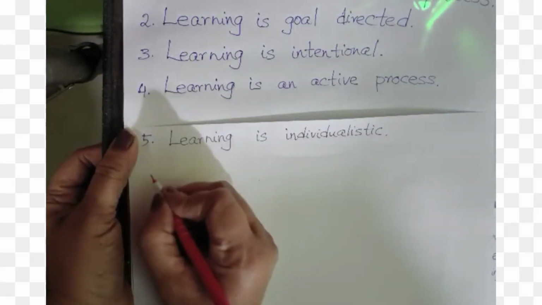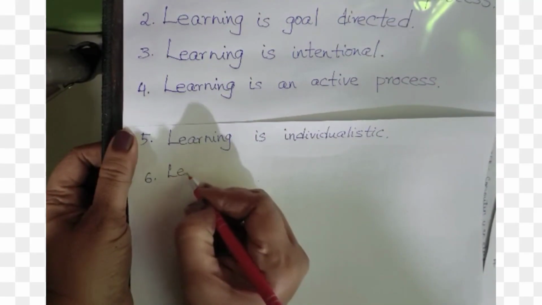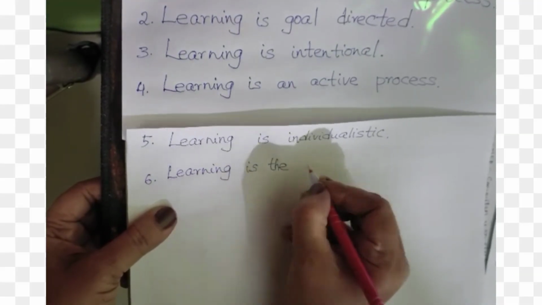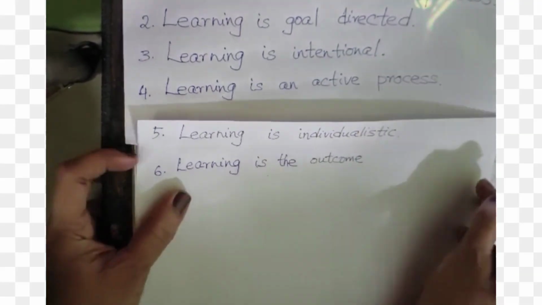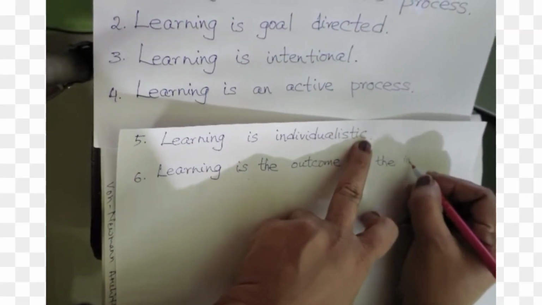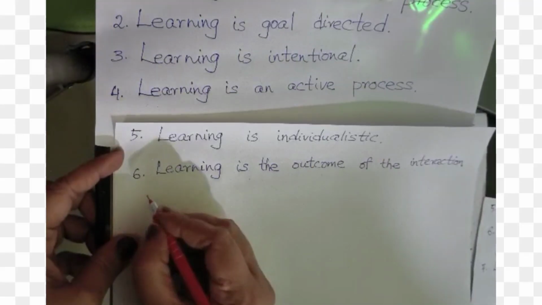Number 6, learning is the outcome of the interaction of the individual with the environment. As a teacher, you have to organize the environment carefully to motivate the students so as to interact with you, peer students, and teaching learning materials.